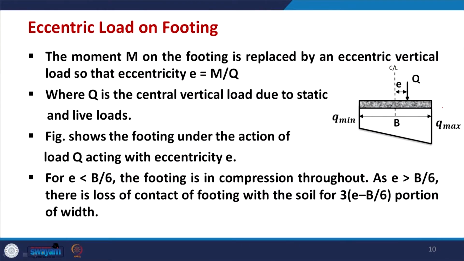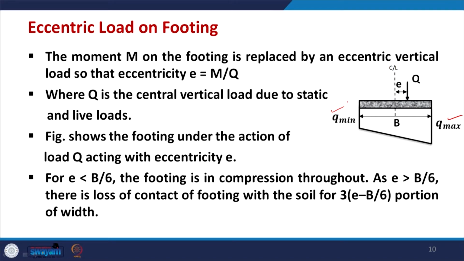Now, consider that B, capital B, is the width of the footing. If your eccentricity e has a value less than B by 6, then the footing is in compression throughout. That means that if e is less than B by 6, then on the end where your Q is acting, you will get Qmax. On the opposite end, you will get Q minimum.